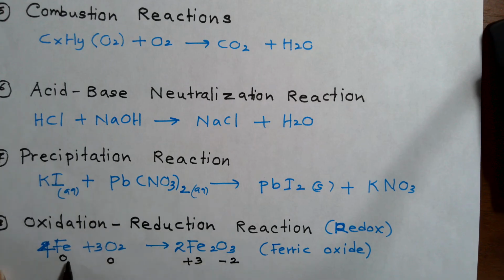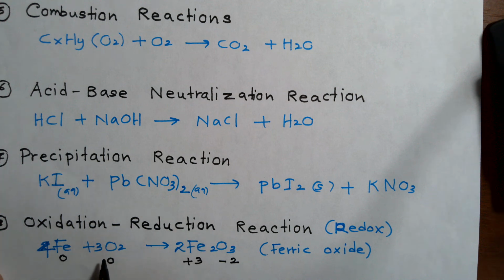Initially Fe has 0 charge, finally Fe has +3 charge. 0 becomes +3. What happened? 3 electrons were lost. 3 electrons were removed from Fe to become Fe3+. So electron loss we call oxidation. Electron loss is oxidation. The Fe undergoes oxidation.